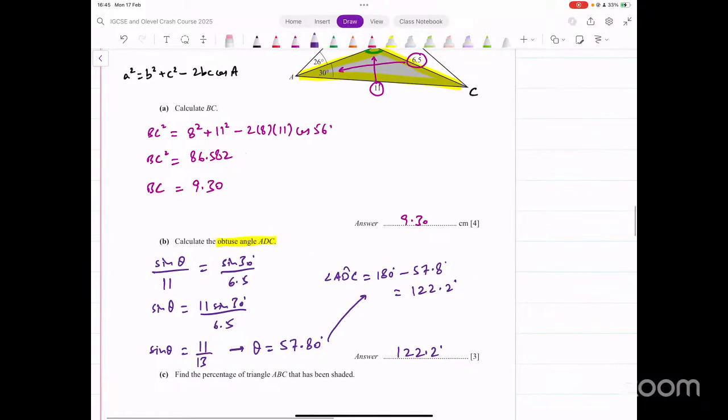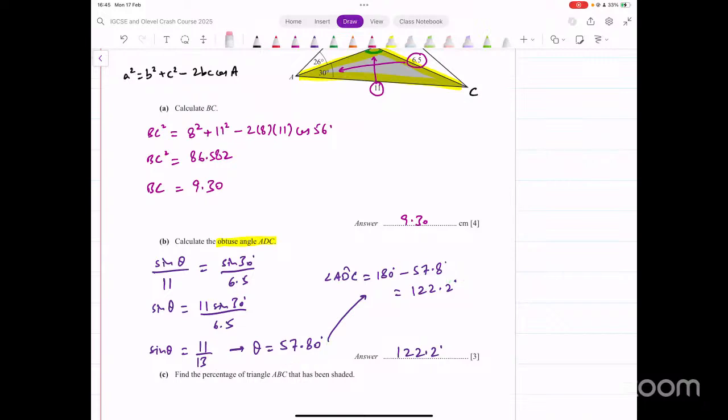Now, sine inverse of this number actually gave us 57.8. So the calculator is only going to give you the acute angle. But we know from what we just discussed, sine of this angle and sine of this angle are going to be the same, right? Because they add up to 180. And we know that sine of acute and obtuse angles are the same. They're equal to each other.